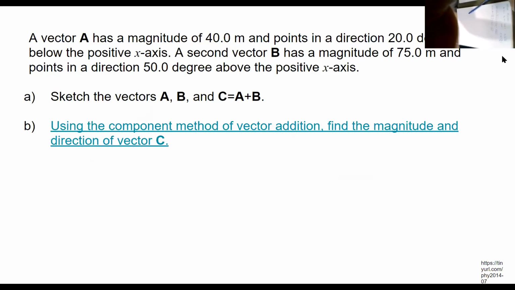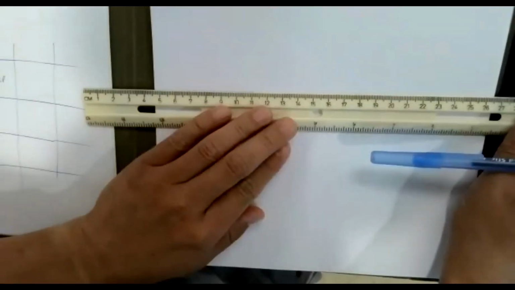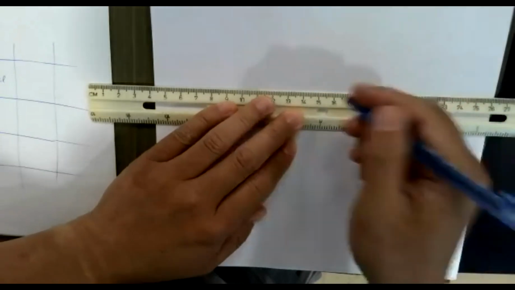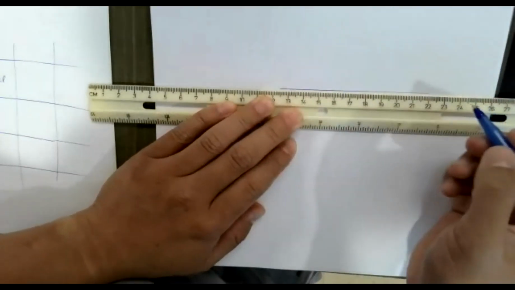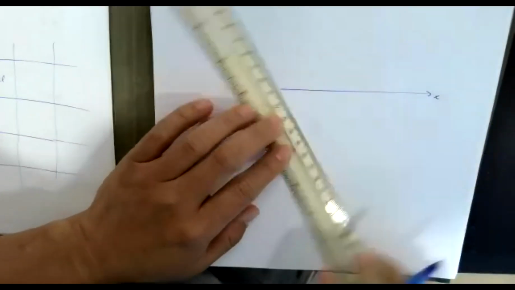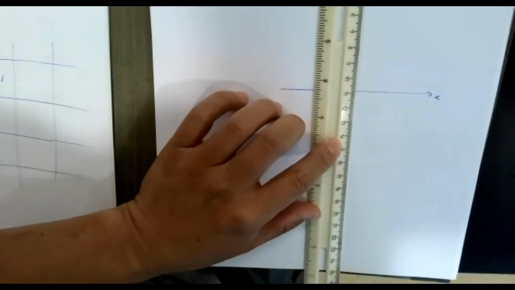So I'm going to show you how to do this. All right. So first you want to set up your XY coordinate. Okay. So you do X. Okay. This is your X component, and then your Y component.